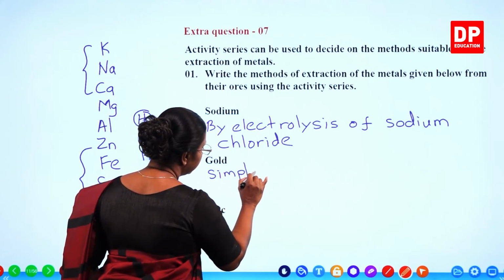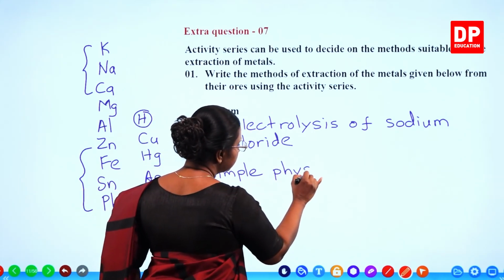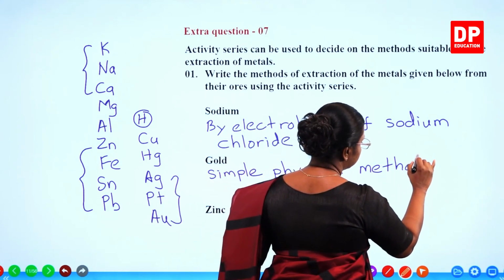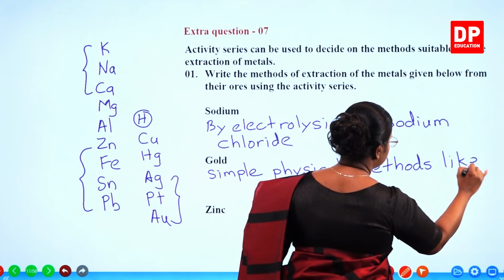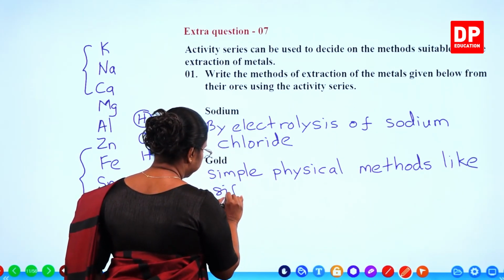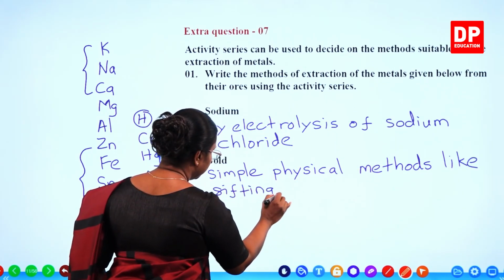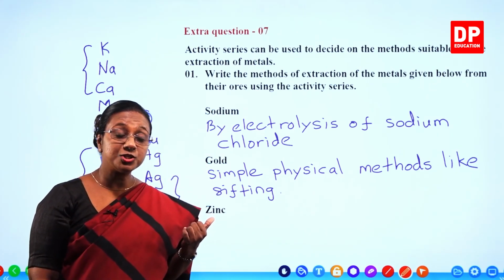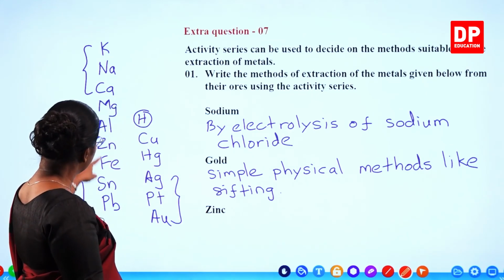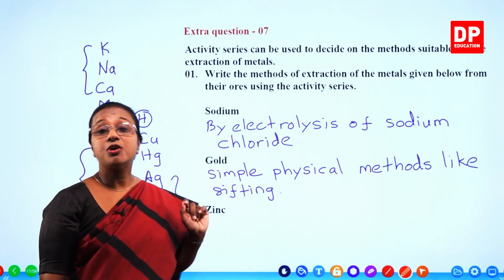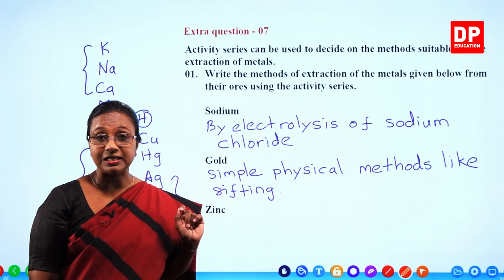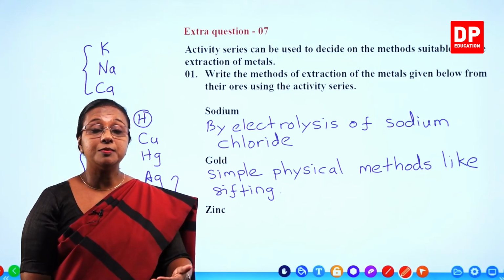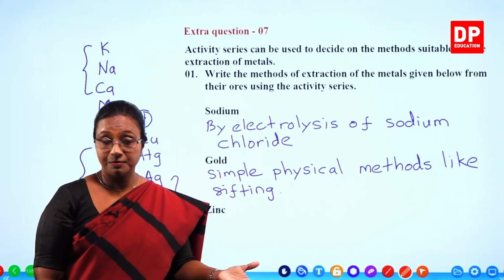Then gold. Like I said, simple physical methods like sifting. Then how do we separate zinc? Now we have discussed the separation of iron. But you all know like iron, zinc is also a moderately reactive metal. Then we separate it using an element or compound reacting with its compound.